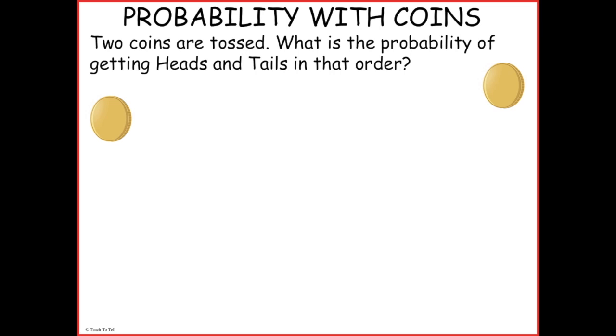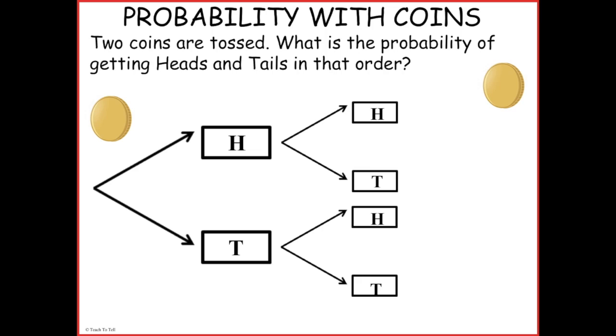Adding on some complexity here, 2 coins are tossed. What is the probability of getting heads and tails in that order? So this is the same tree diagram as before, and it's asking what will get you heads and tails in that order. So we can't have anything from this one because that's tails first. So as I pointed out, you have your heads first and then tails.